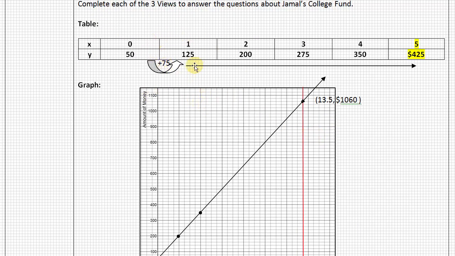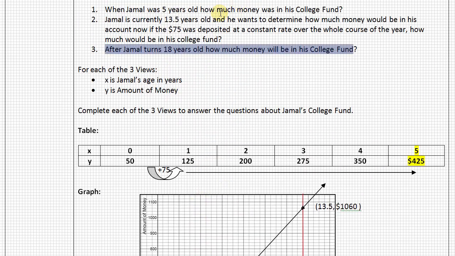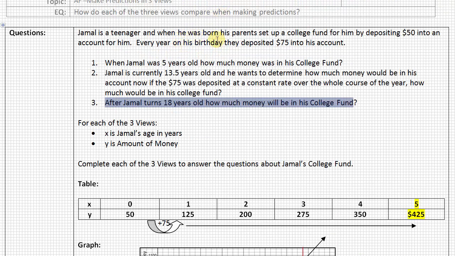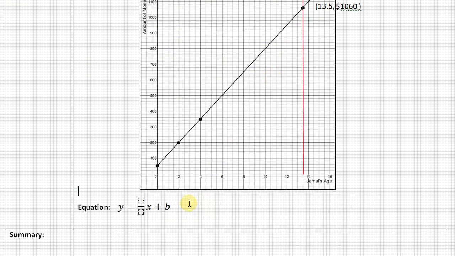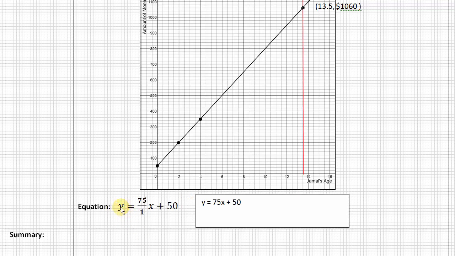Let's see if you can find the m and the b value from either the table or the equation or even the description. All the information is up here to find the slope and the y-intercept. See if you can do that, and then let's write an equation that will help us make our prediction for how much money is in his account at 18 years. So let's see if we agree.